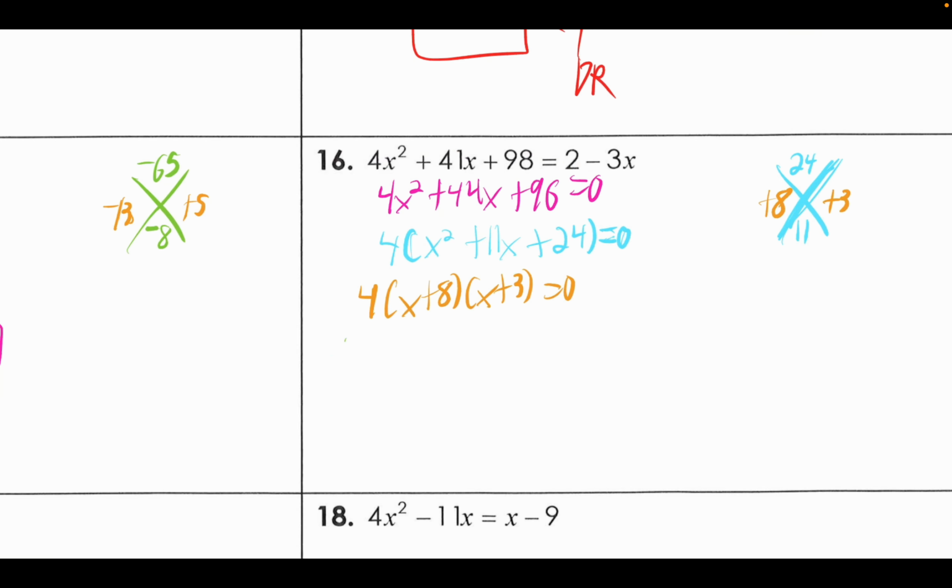Setting each of these equal to 0, we could say 4 does not equal 0 and dismiss that one, and then move on to x plus 8 equals 0 and x plus 3 equals 0. And this results in x equaling negative 8 as well as x equaling negative 3.